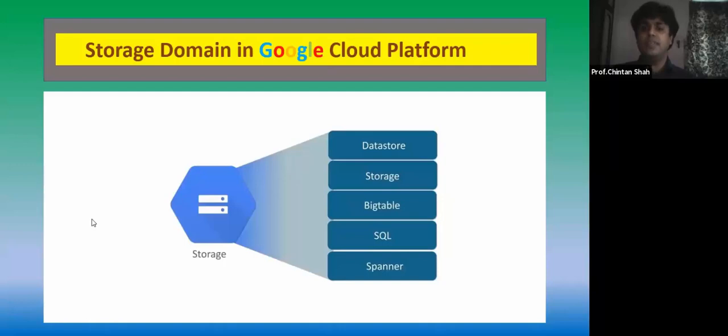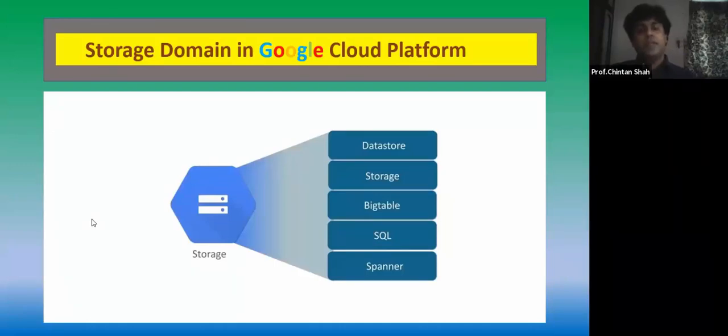Okay. The second service is Storage. Storage service is used for storage. It is a file system which is offered by Google Cloud. So here you can upload any kind of file. When I say any kind of file, it means it can be a video, an audio, a PPT, or any other file that can be uploaded for storage.